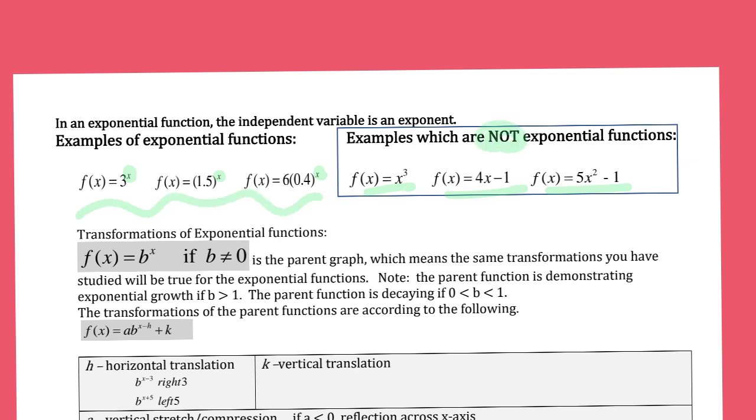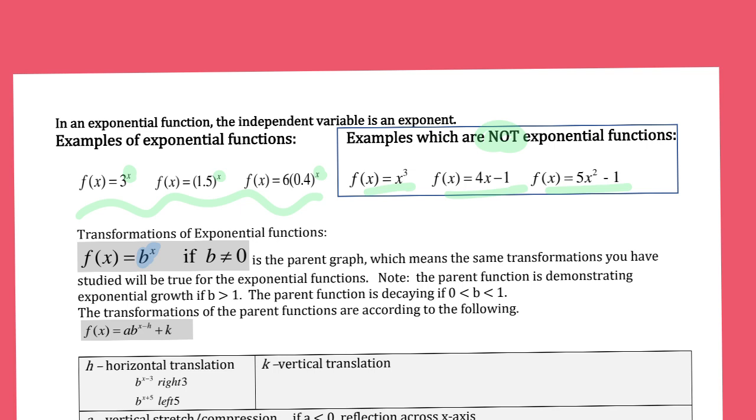Okay. The second thing is the parent function of all these is going to be a value to the x power. That's going to be it. Now there are multiple parent functions. You could have 3 to the x power, 4 to the x power, and those are all parents. And then they have children that can be shifted left or right. So basically the parent is going to be all the ones that have the same b value. Okay.